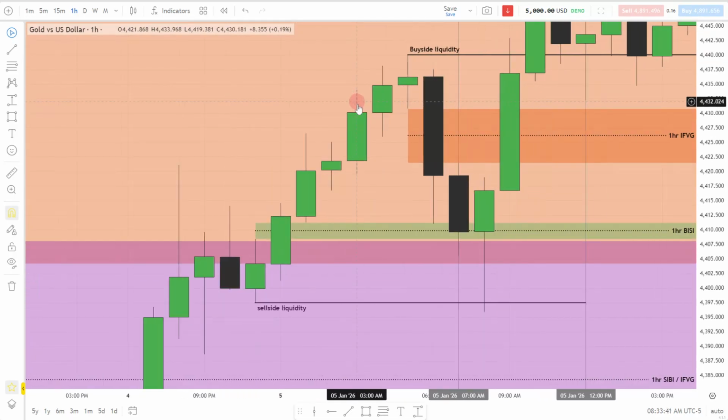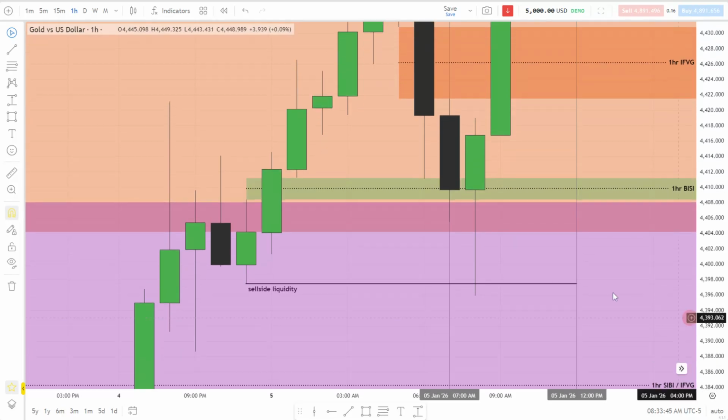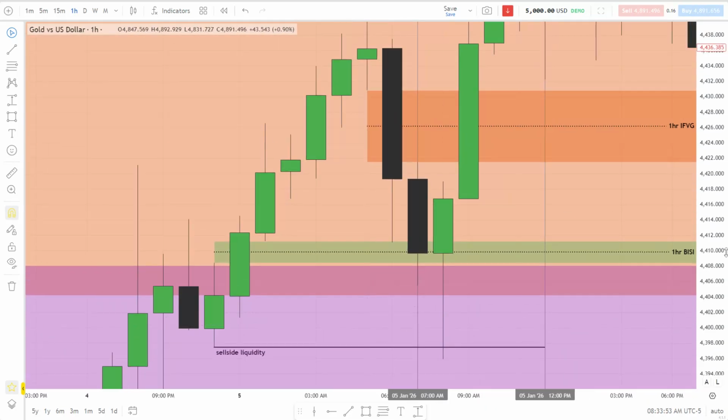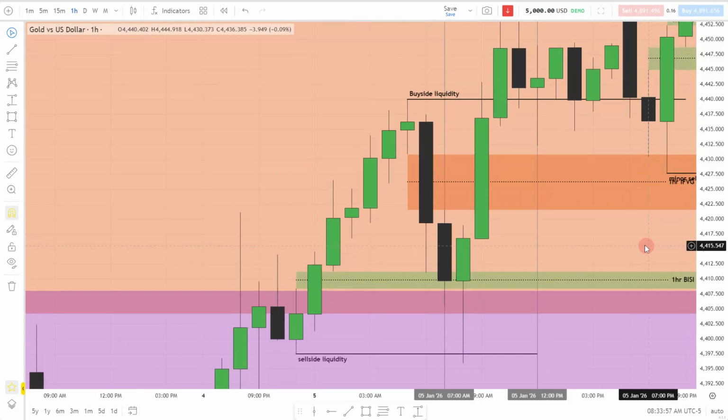That's crazy. And these minor buy side liquidity, it's not left. It can be left. Remember, guys, the market wants money, and it just has to take money.